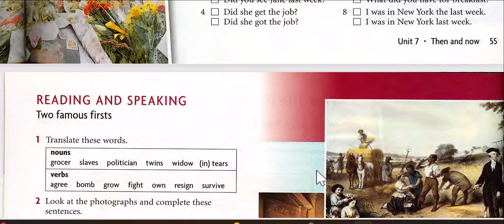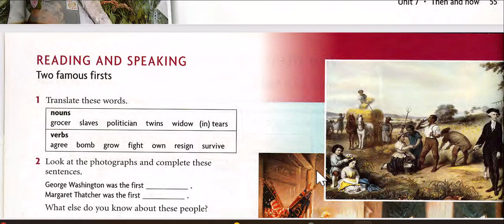Now the most important thing here, reading and speaking. Two famous firsts. Here in the box, they have given some words. The first part, nouns. The second part, verbs. You know what is a noun and what is a verb. A noun is a naming word and a verb is an action word. Look at these nouns: brother, slaves, politician, twins, widow, tears. Verbs: agree, born, grow, fight, own, resign, survive.